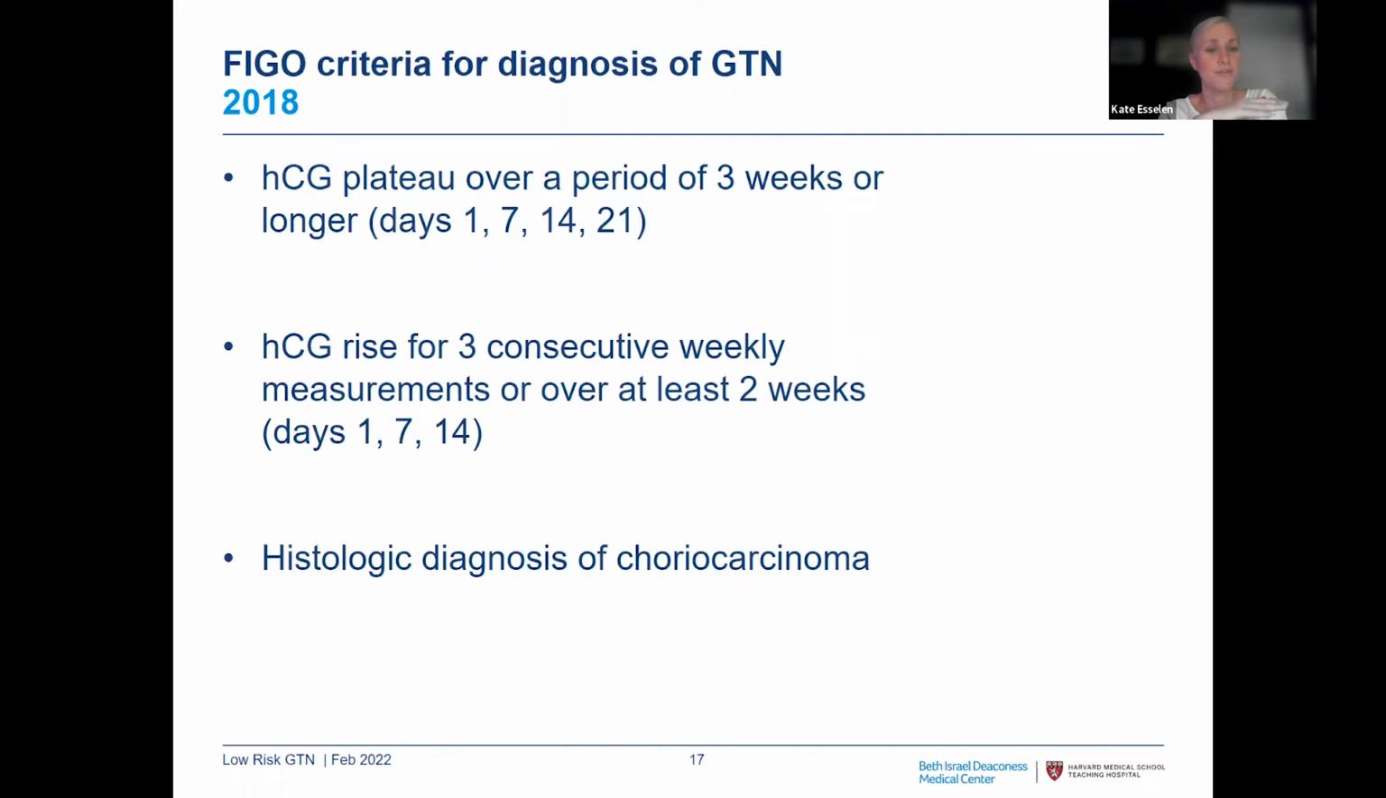But if it does that for four consecutive blood draws, which is actually only a 3-week period if you think about it, days 1, 7, 14, and 21, then you meet the criteria for a diagnosis of GTN. If the HCG rises, on the other hand, more than 10% from one value to the next over a 2-week period, so that's 3 total values at day 1, 7, and 14, then you also meet the diagnosis of GTN. And finally, if on your final pathology from your D&C you have a choriocarcinoma or even a placental site trophoblastic tumor or any other type of pathologically diagnosed GTN, that would also meet criteria.